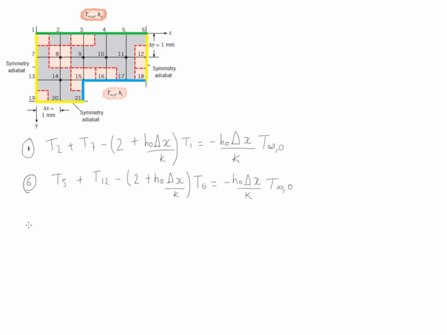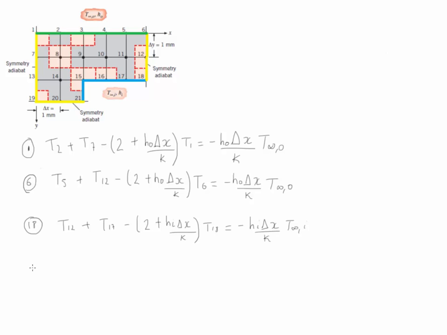So we write the equations for node 18. Notice that the surrounding nodes are going to be 12 and 17, so we simply say T12 plus T17. The structure is basically the same. Now it's simply Hi for the inside, delta x over k, and this is T18, and this is minus Hi delta x over k, T infinity i.